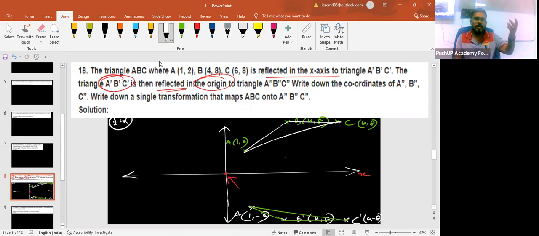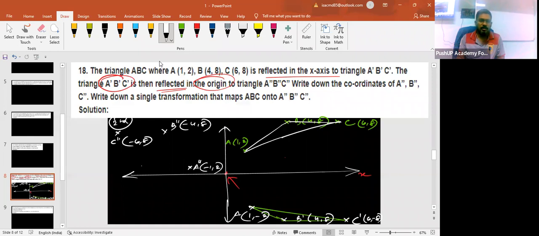In the second quadrant, X is negative, Y is positive. So point A double dash would be (minus 1, 2). B double dash will be (minus 4, 8). And C double dash would be (minus 6, 8). So this is your next triangle, A double dash B double dash C double dash. So we have done it.